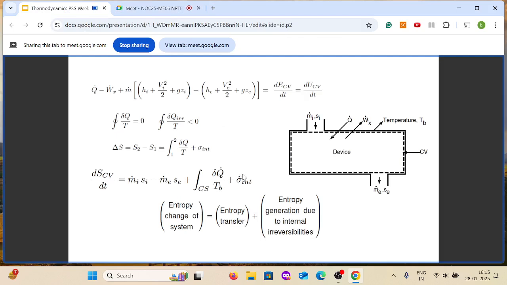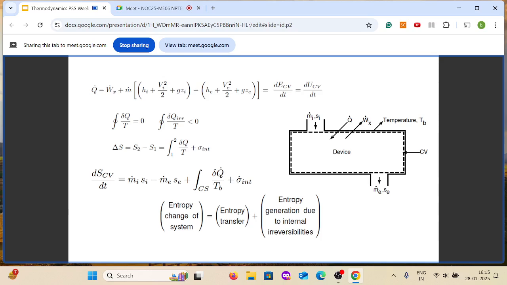So here we get, what is this entropy? In the third week we will see something called exergy. Entropy cannot be physically understood easily. It's a concept, but it's very difficult to understand it physically.